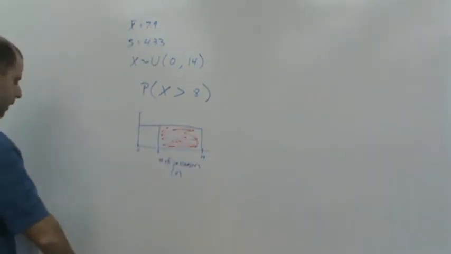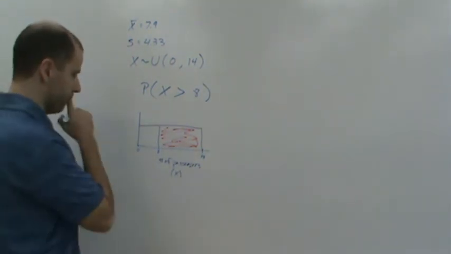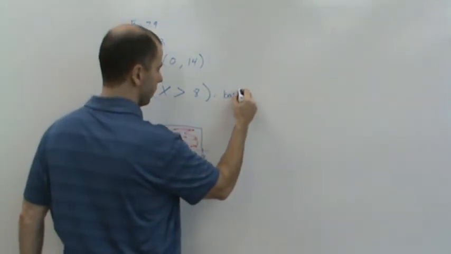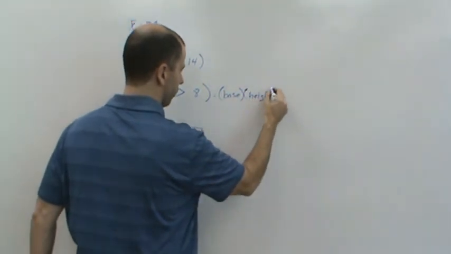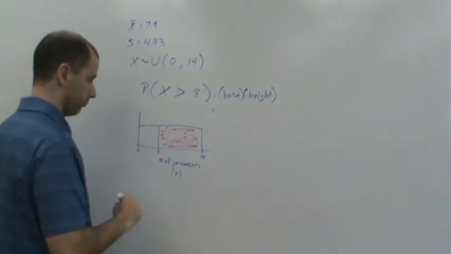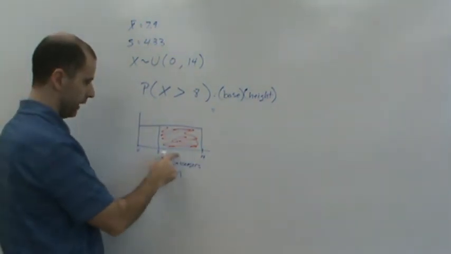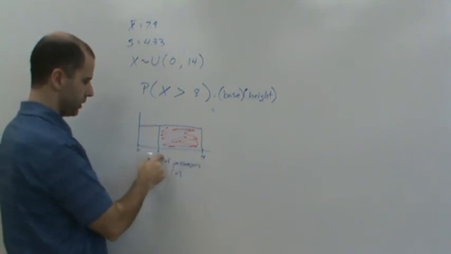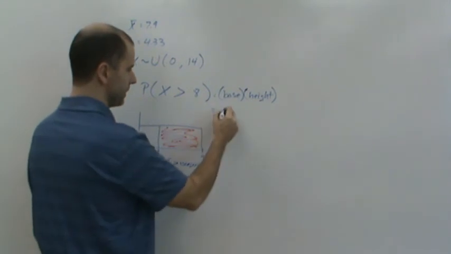Okay, so how do we figure out the probability? The area of the rectangle. So, remember it's base times height. Okay, so what's the base? The length of this side, right? So what is it? It's just 14 minus 8, right? The distance, right? So it's going to be 14 minus the 8 is going to be this length. So what is it going to be? It's going to be 6.